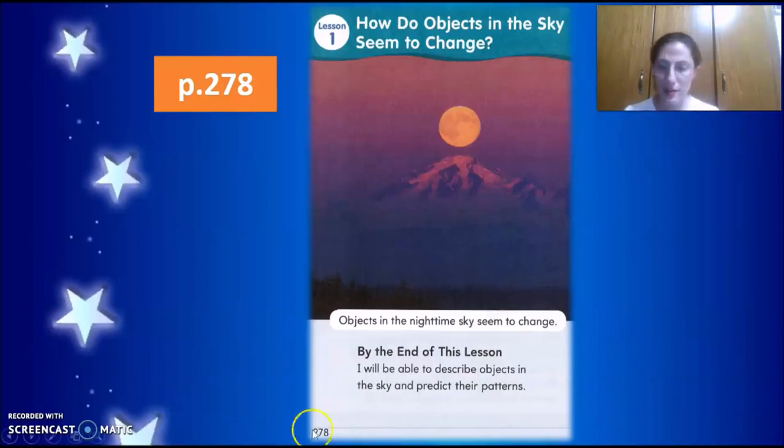Clear? So I'm going to reread it. By the end of this lesson, I will be able to describe objects in the sky and predict their patterns. Whenever we say predict, it means what? Excellent. Whenever we say predict, it means we guess their patterns, whether they're going to be repeated or not. Clear?